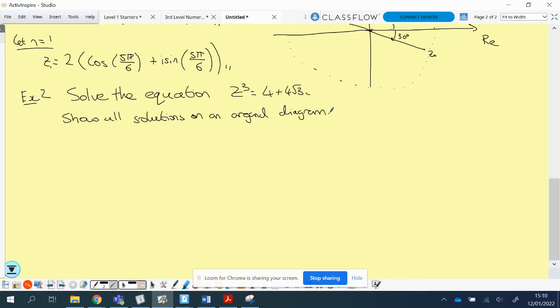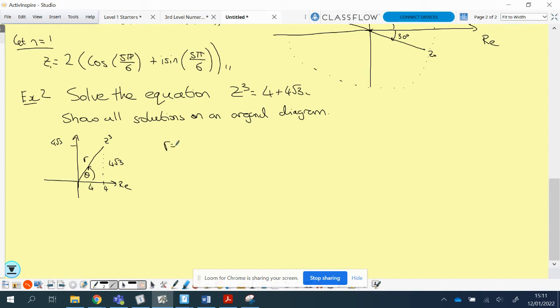Okay. So again, first step is we're going to sketch where this is on an Argand diagram. Both our parts, real and imaginary, are positive, so I'm just working in the first quadrant here. Go along 4, up 4 root 3. That's where z cubed is going to lie up there. Okay, r and theta, and we've got the lengths of the triangle, 4 root 3 and 4.